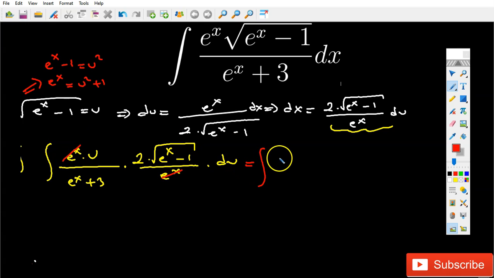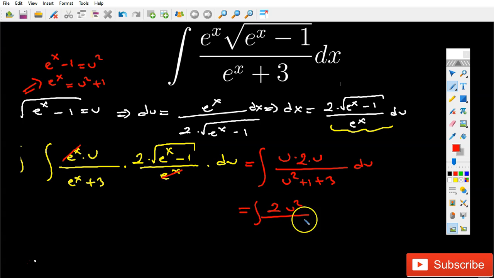Indefinite integral u times, and also for e to the power of x minus 1, I'm going to put u again right here. So it's going to become 2 times u over, for the bottom, for e to the power of x, I'm going to put u squared plus 1. So u squared plus 1, and there's also another 3, plus 3 du. So that's going to be equal to 2u squared over u squared plus 4 du. So finally, I have managed to reduce this entire original integral into the expression involving only u term.